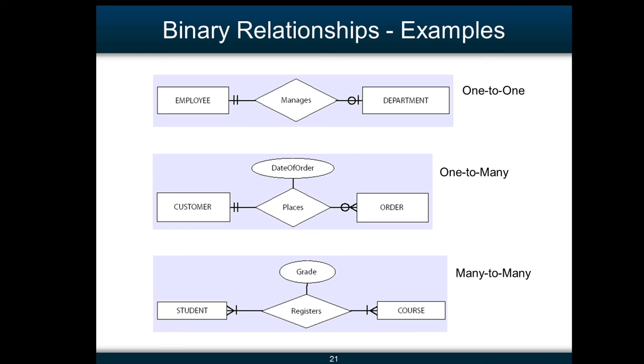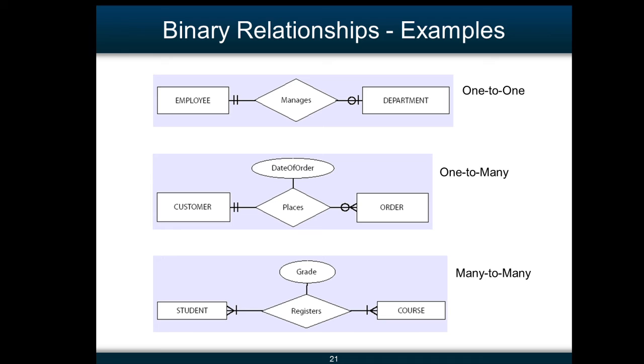Next, we have binary relationships. Shown here, we have two entities in one relationship. That is a binary relationship. The first example is a one-to-one relationship with two entities, employee and department. The relationship is that the employee manages the department. So there is a one-to-one relationship, which means that only one employee manages only one department.